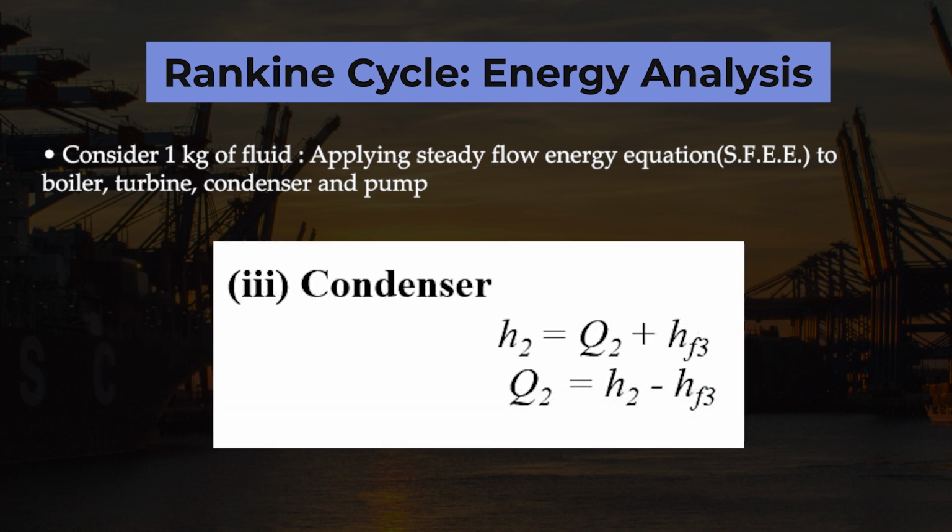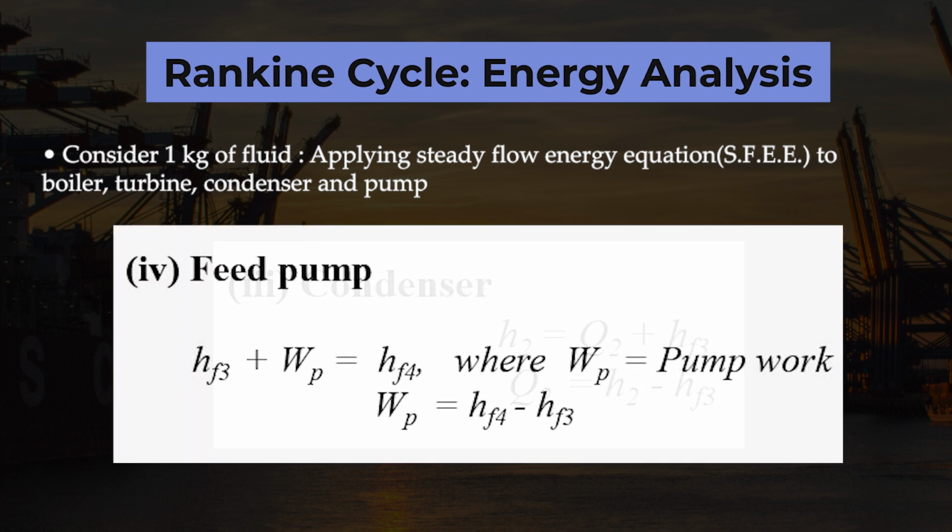In case of the condenser, H2 will be equal to Q2 plus HF3, so Q2 is equal to H2 minus HF3. In case of the feed pump, HF3 plus WP, where WP is the pump work, will be equal to HF4, and WP can also be calculated as HF4 minus HF3. So, this is the energy analysis in case of the Rankine cycle.